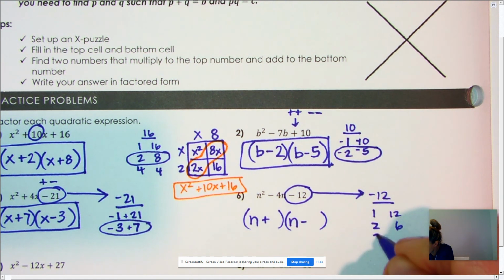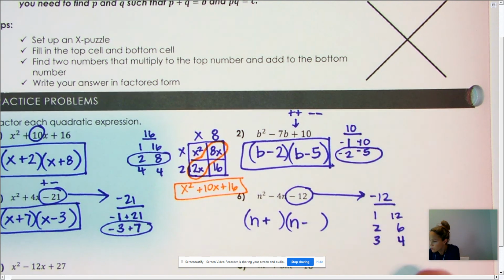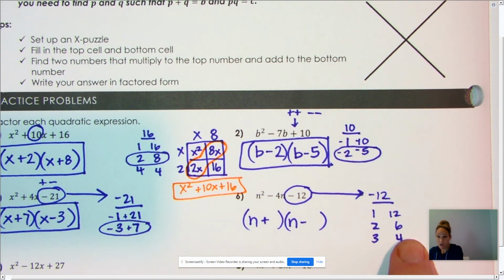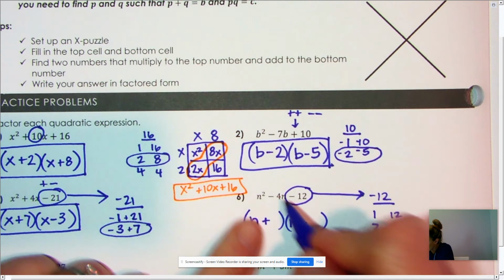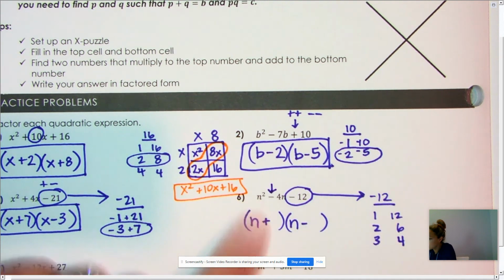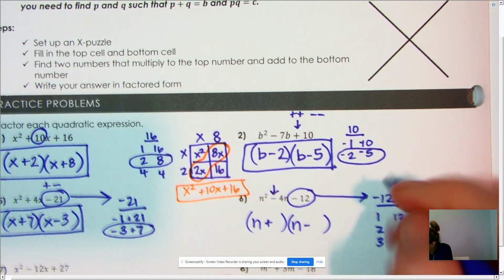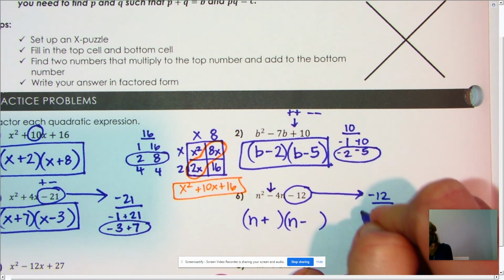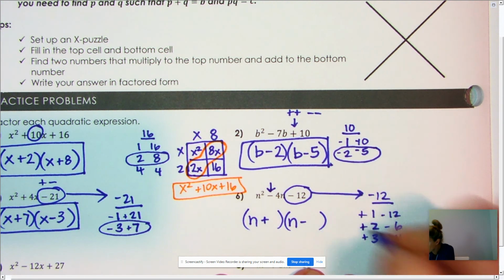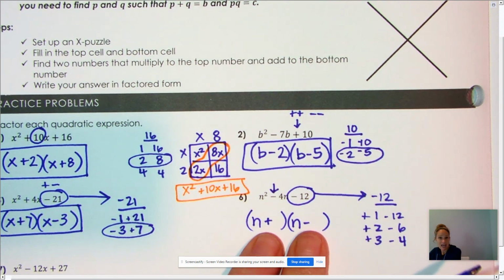Yep, 6 times. Can 3 go in? 4 times. Can 4 go in? It can, but 4 is already on my list, so I stop. Okay, well now I know that the answer when I add those is going to be a negative. So all the bigger numbers have to be negative, which means all the littler numbers have to be positive, because remember, I had to have one of each to multiply to make a negative.